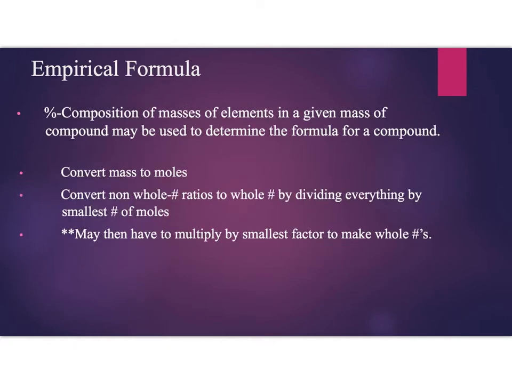In order to find the empirical formula, we have to look at the percent compositions or masses of the elements, which is what we did in the first video. We can use these to help us find the formula for the compound. So we're going to convert our mass to moles. Then we're going to convert any non-whole number ratios to a whole number ratio. Usually we'll do this with division, and I'll show you how to do this here in just a second.